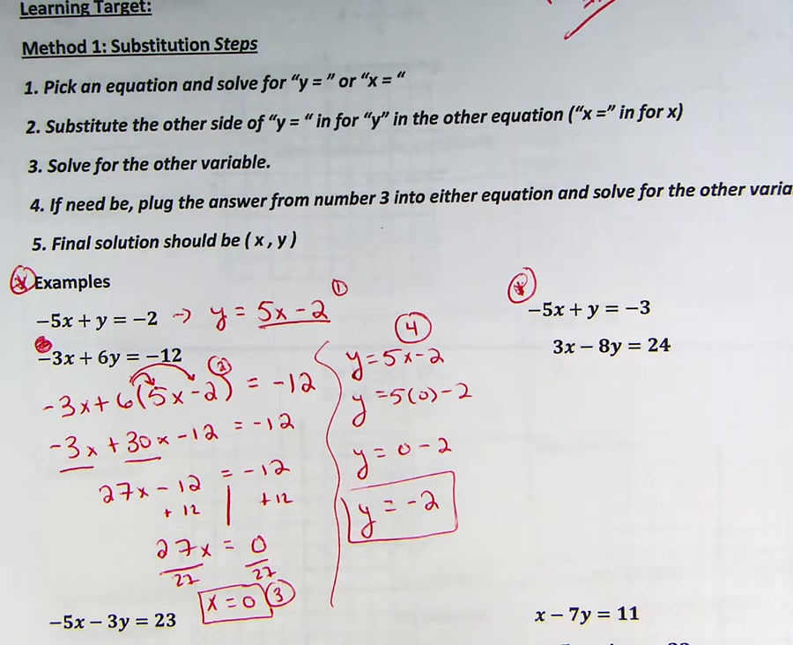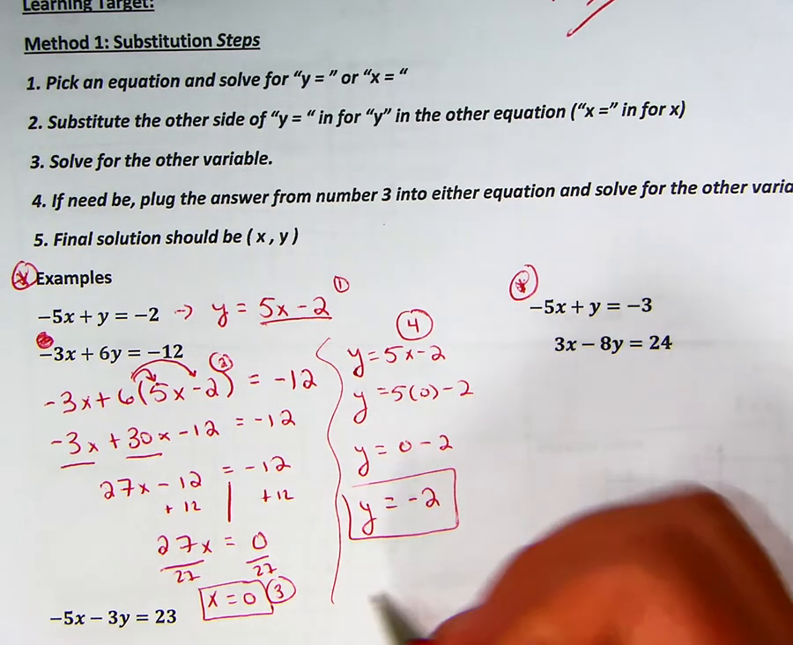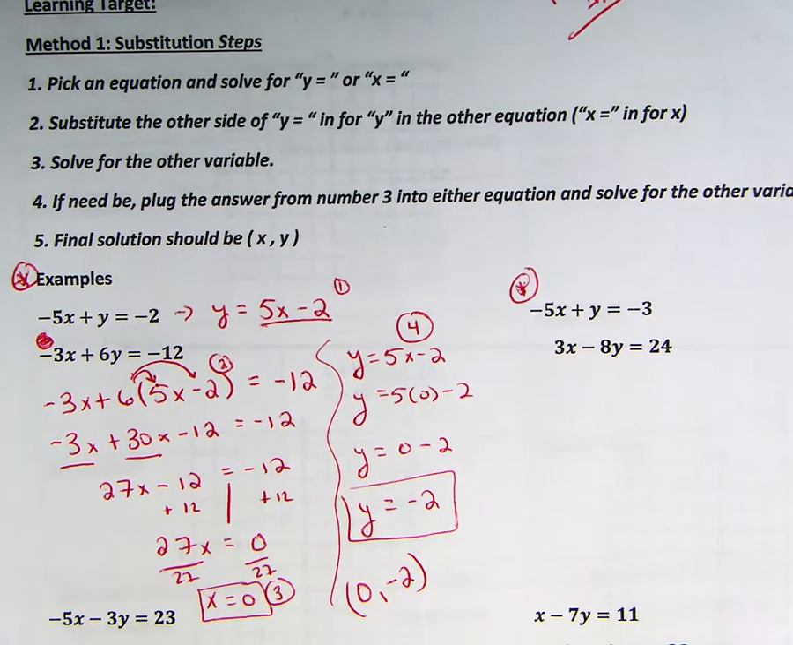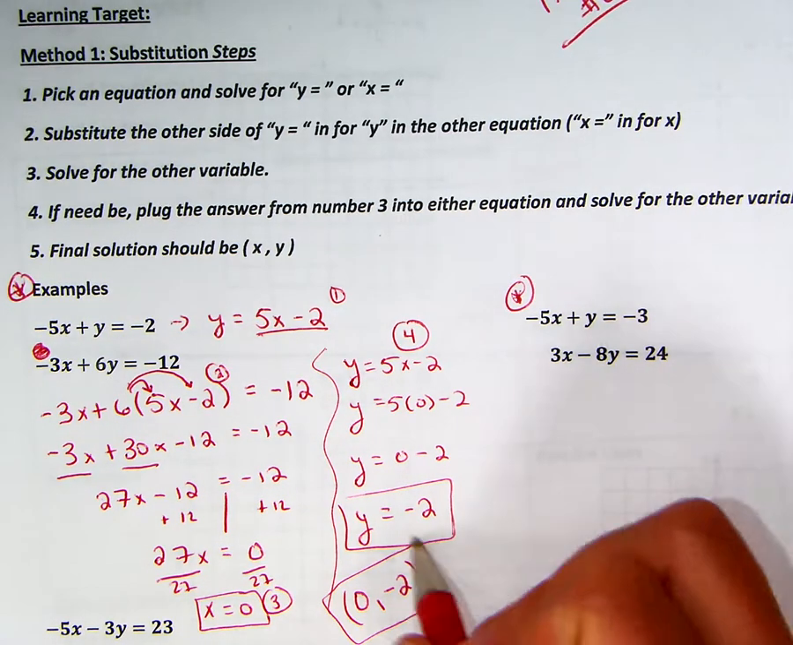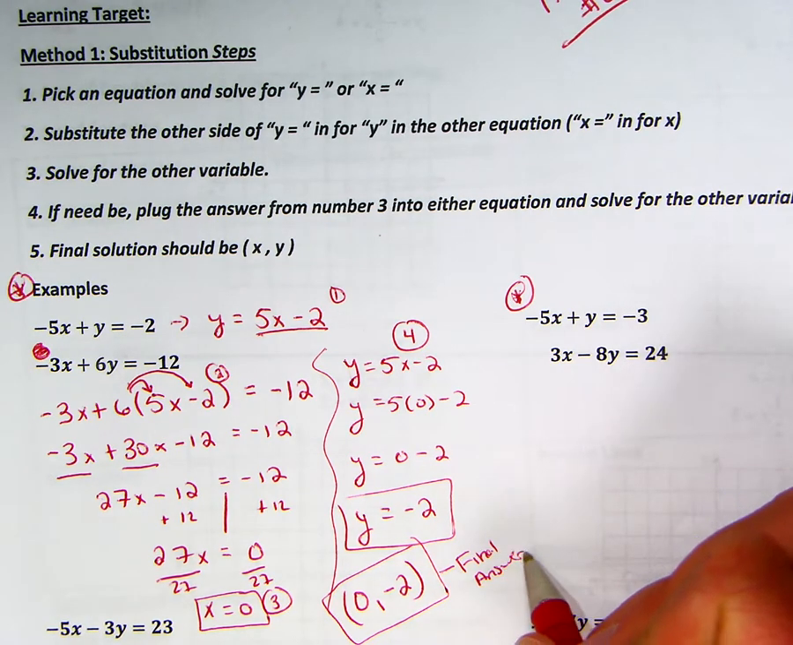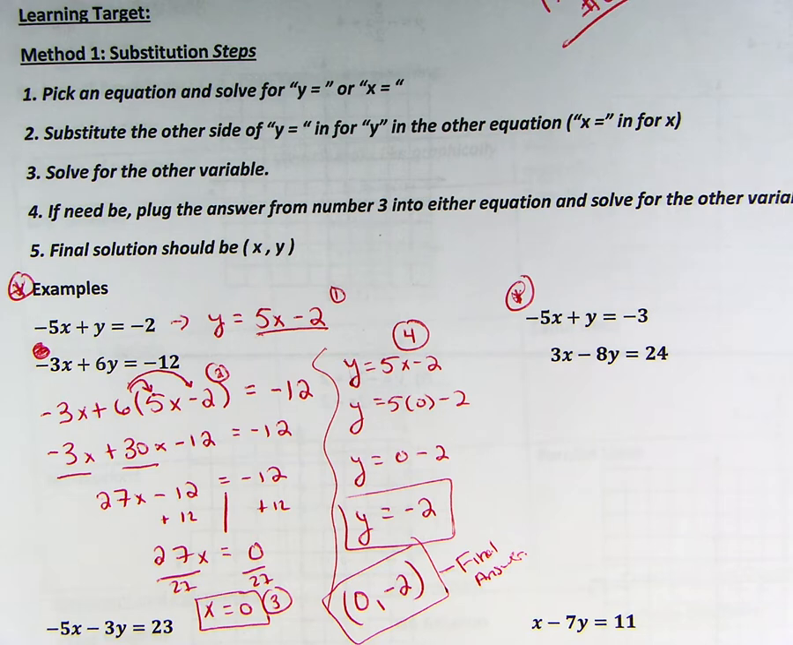So where do these two lines intersect? It's at 0 comma negative 2. This is our final answer. Take a second and look at that. If you would graph these two, yes, your intersection point would be at 0 comma negative 2.